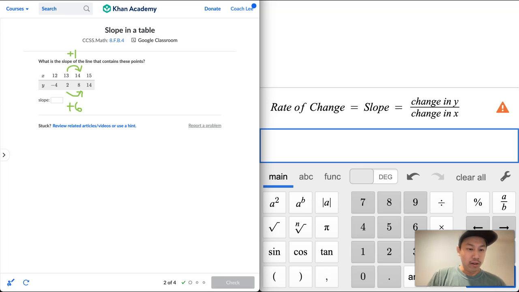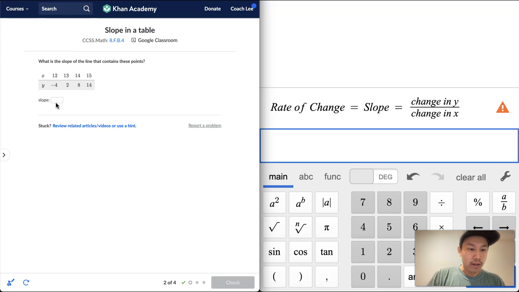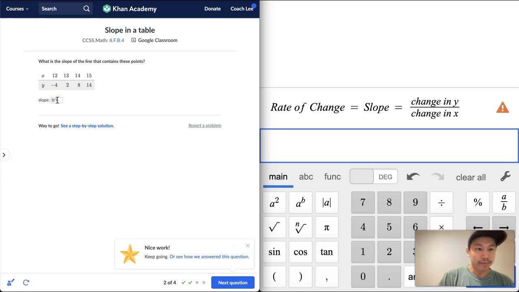Okay? So put it all together. Change in y is 6. Change in x is 1. 6 over 1. Okay? 6 over 1, same thing as 6 divided by 1. You can simplify to a 6. Let's see what happens when I enter Khan Academy. 6 over 1. All right, I'm going to keep it as the fraction for now. They accept it. Okay, so that's slope in a table.